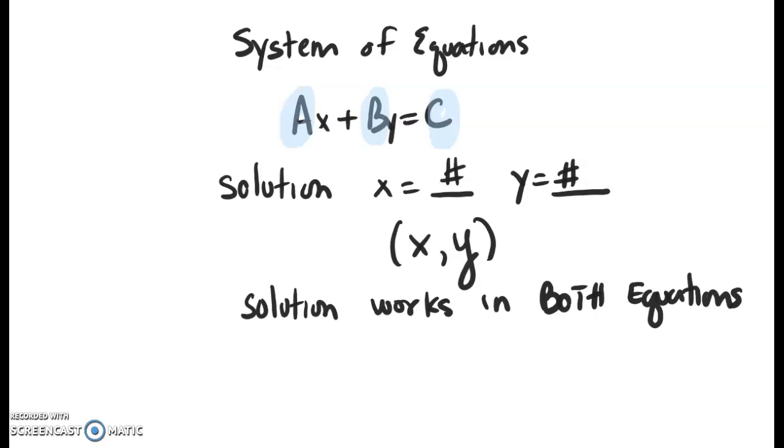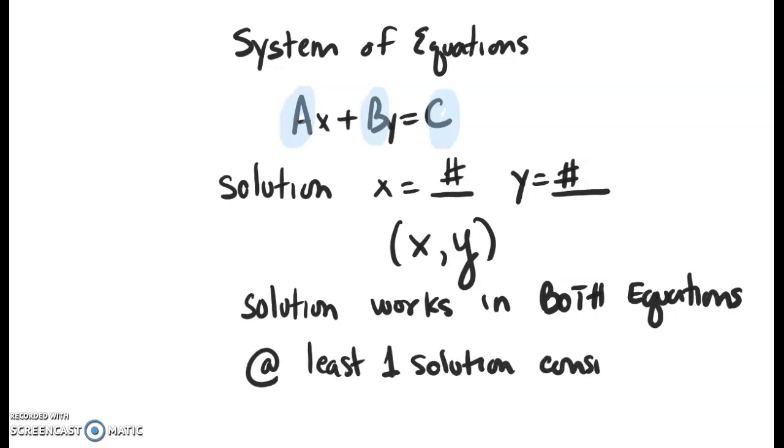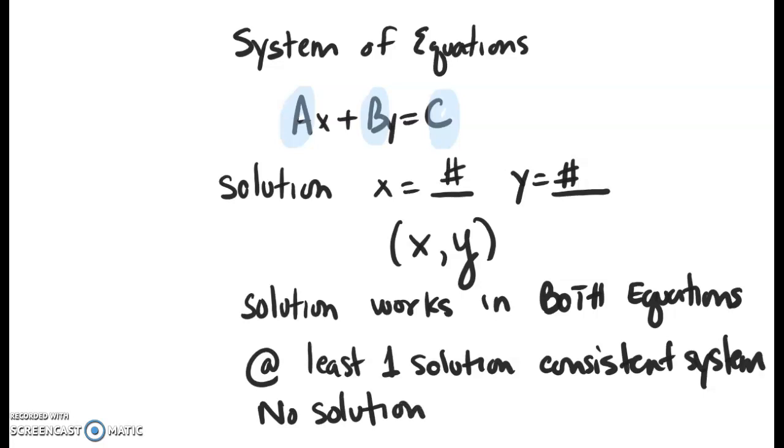If the system has at least one solution, then it is a consistent system. And it is possible that the system has no solution. If it has no solution, then it's considered an inconsistent system.